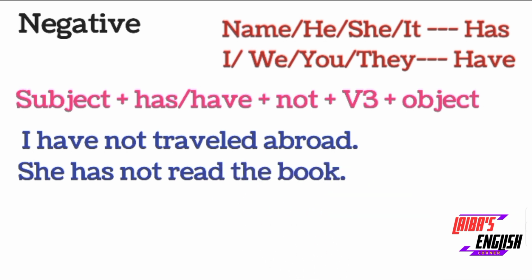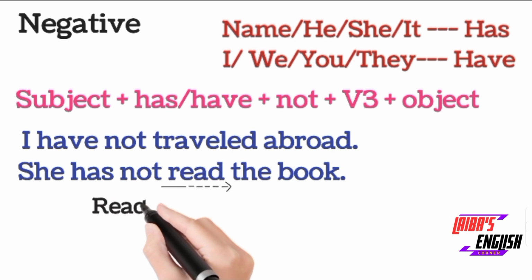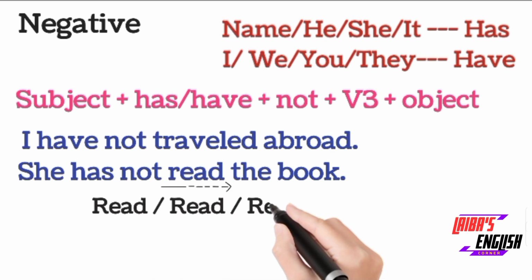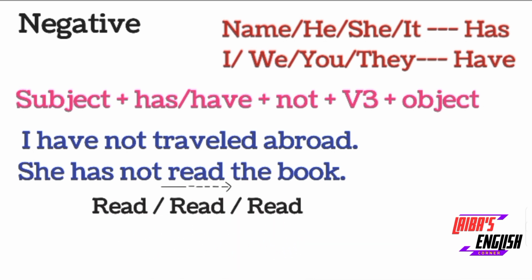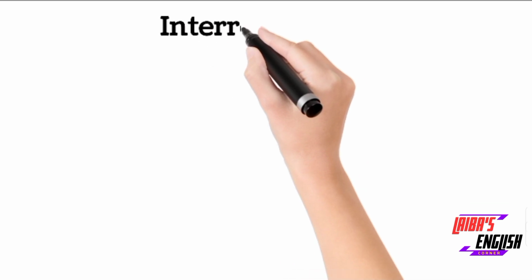Second example is, she has not read the book. Here we are putting has with she according to the rules and not after the helping verb. But why read? Because read's second and third forms have the same spelling. Read, read, read. Third example is, they haven't met each other. Here we are using have with they, and after the helping verb we are putting not, and meet's third form is met. So they haven't met each other.